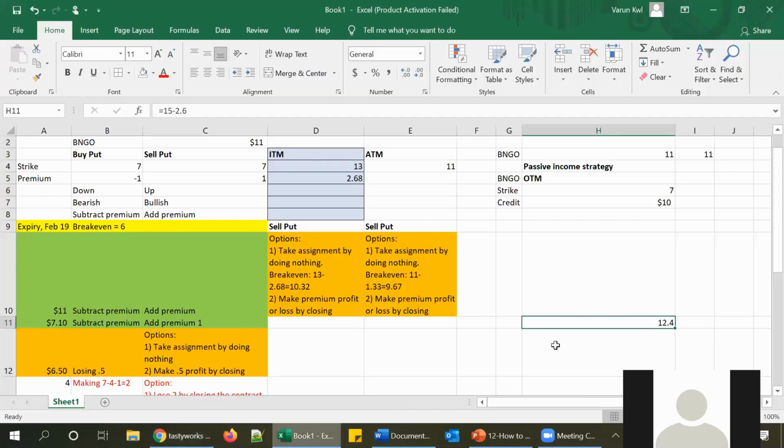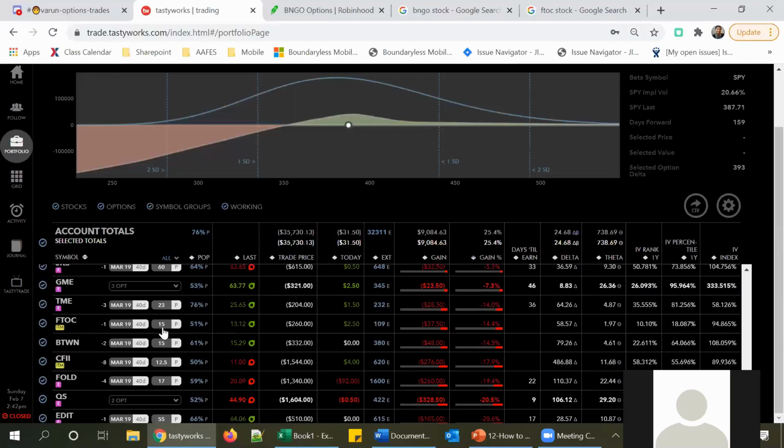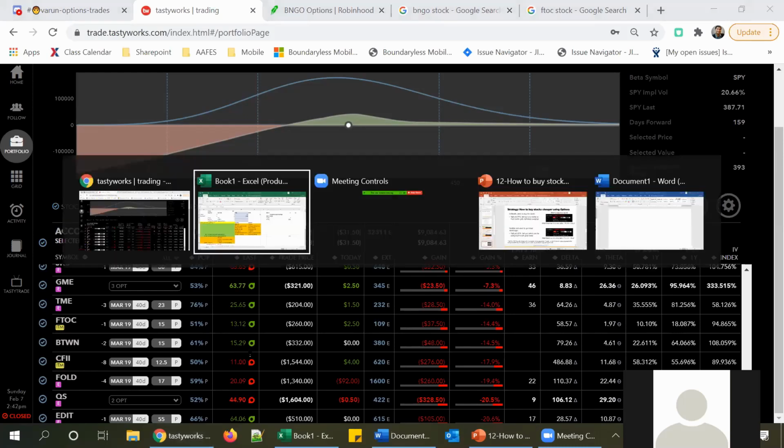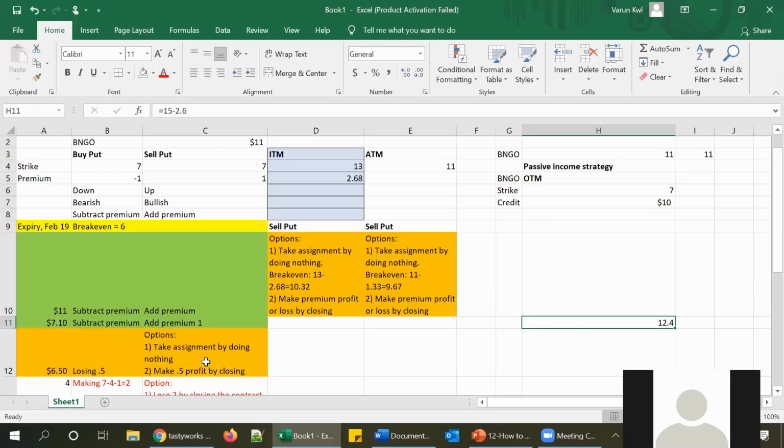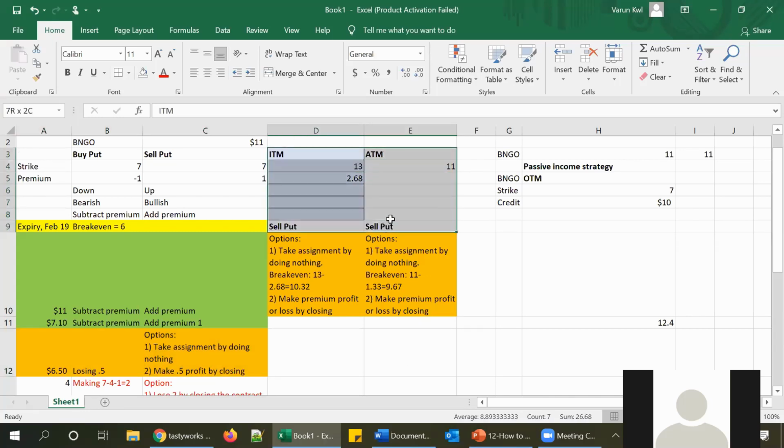So my break even here is 12.4, and if FTOC does not go above 15 on March 19th, then this particular stock will be assigned to me, and I will decide at that time whether I want to take the assignment or I will just come out in a profitable situation. Maybe I'll just close this option on some $100 or $150 profit. But I just wanted to show you the example that you can also use this strategy to buy stocks.